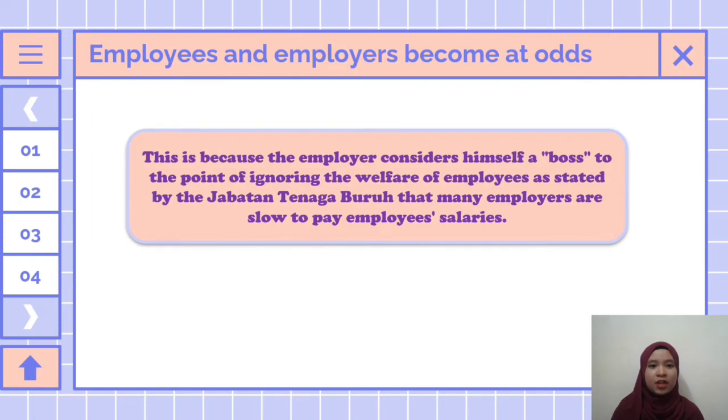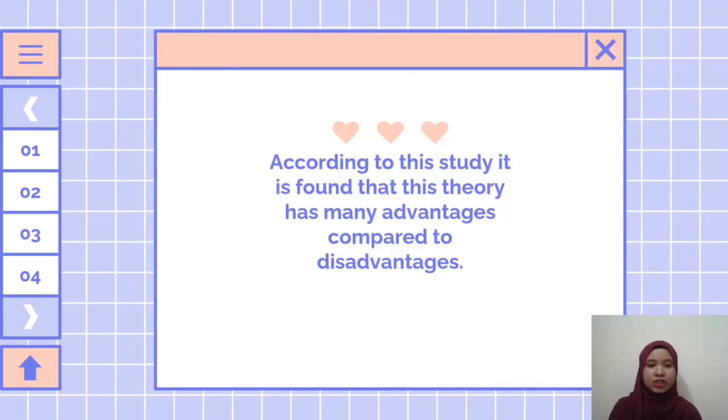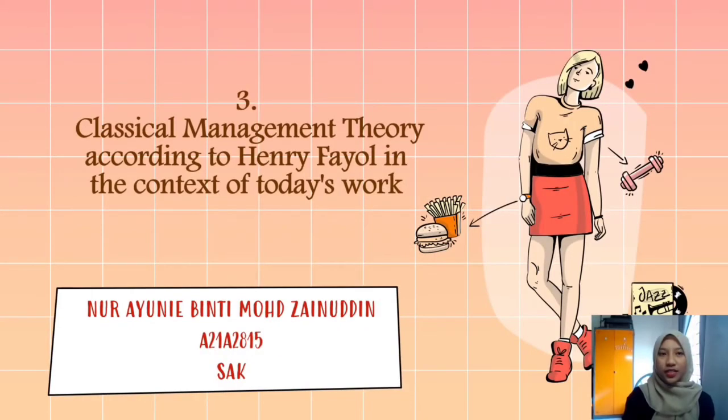Fifth, employers and employees become at odds. This is because the employer considers himself a boss to the point of ignoring the welfare of employees, as stated by the Jabatan Tenaga Buruh that many employers are slow to pay employees' salaries. In conclusion, according to this study, it is found that this theory has many advantages compared to disadvantages. The third question is about classical management theory according to Henri Fayol in the context of today's work.